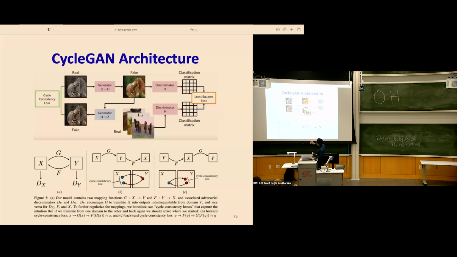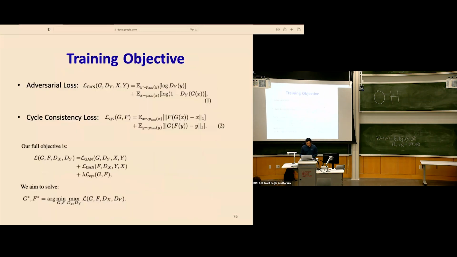And for both of these cases, there are two losses. One is the adversarial loss, and the other is the cycle consistency loss. Both of them summed together make the total loss. The idea is that the adversarial loss encourages G, which is the generator, to translate X into outputs indistinguishable from the domain Y. It happens the same way for the other class as well. And we also add some regularizations, and with the help of the loss function, we're able to get the training objective.